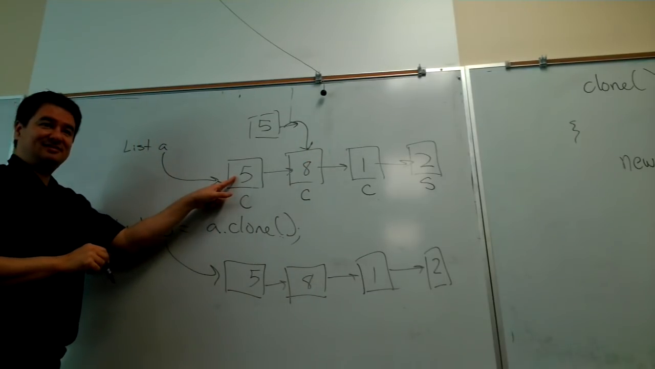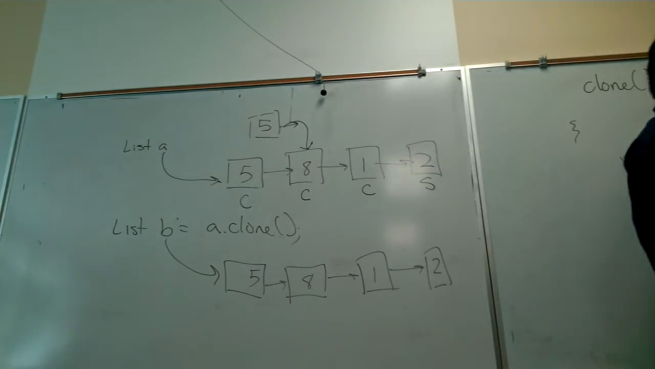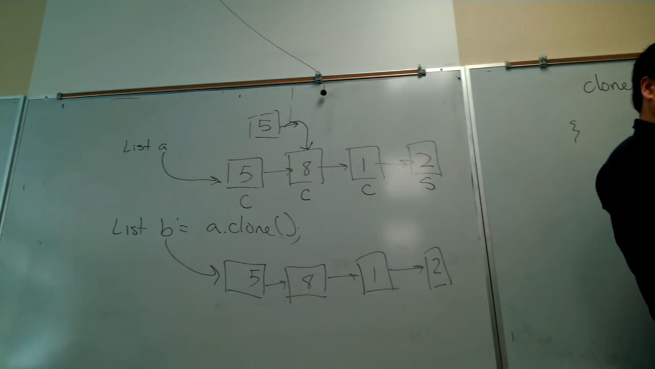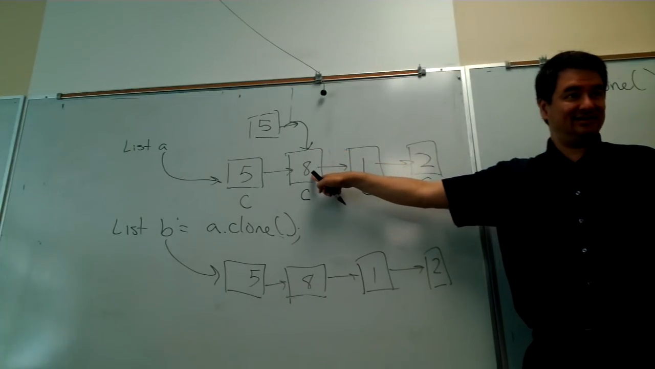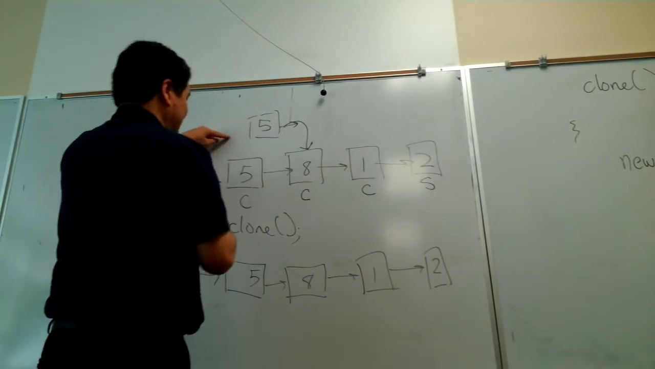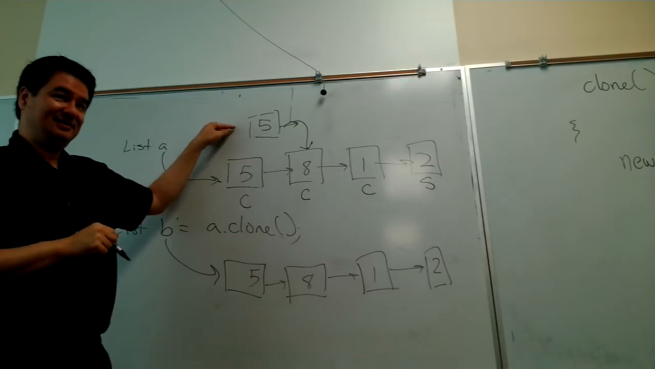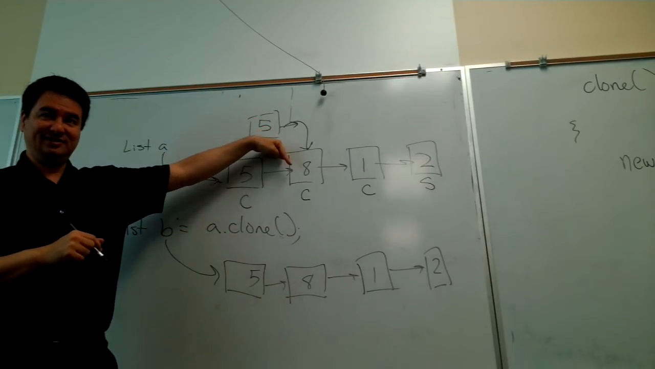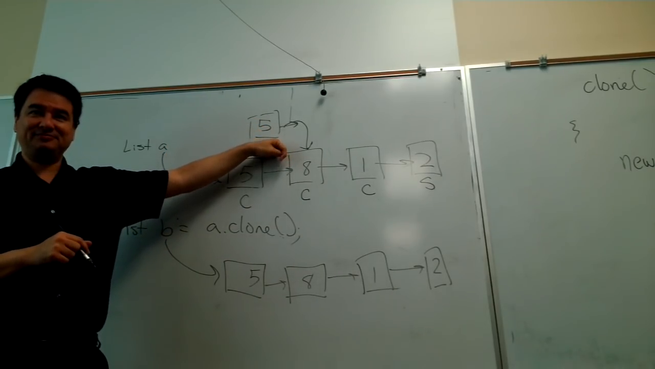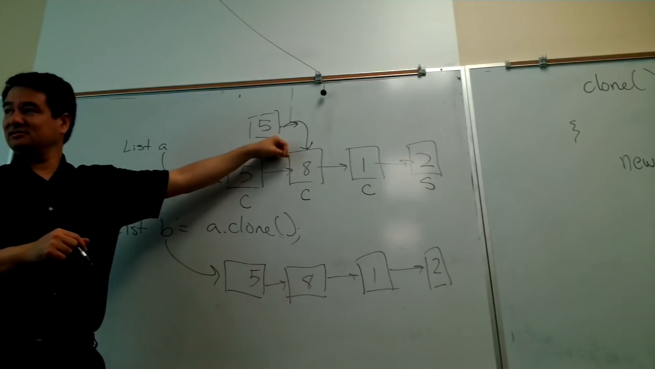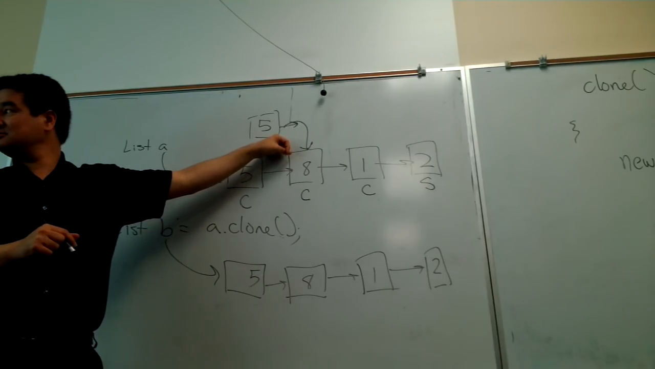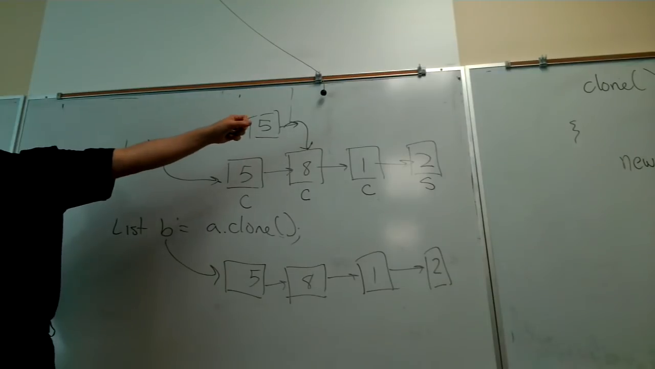And then that one copies itself and points to the next one, and then that one copies itself. But what we wrote here is this compound here. The next just points to the next one. So I get a new 5 pointing to the old 8. And that's not a complete copy. Got it. Next dot clone. Next dot clone.